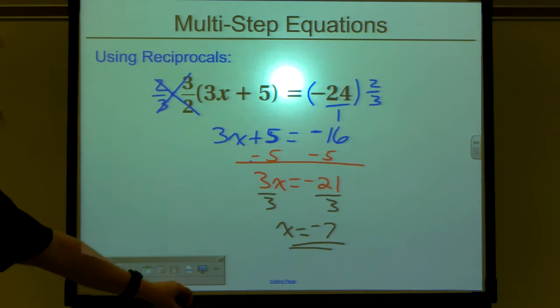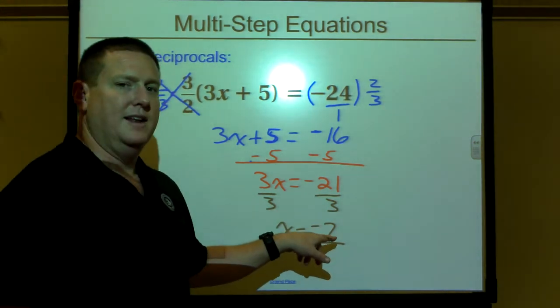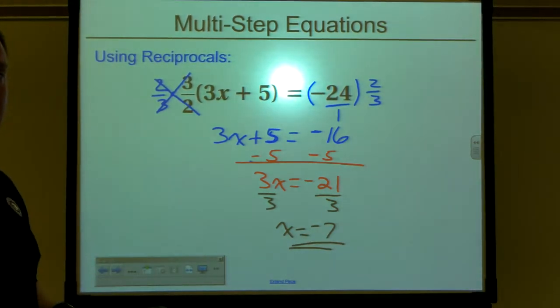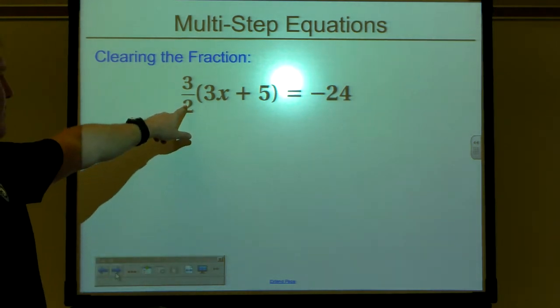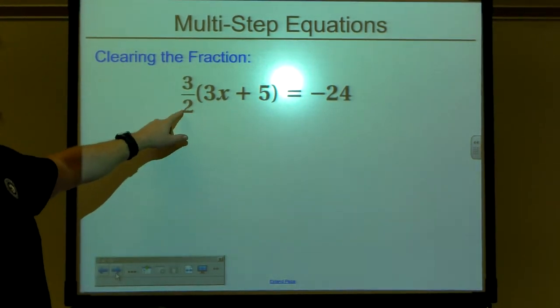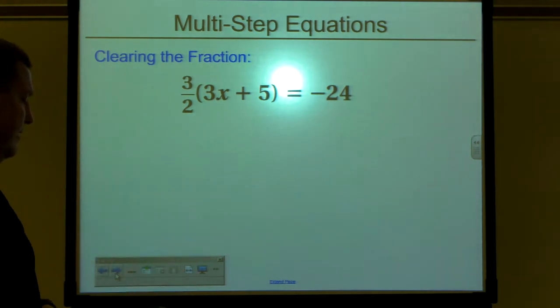Now I did say I was going to solve this a couple of different ways. The first way was using reciprocals, so we should end up with a negative 7 on any of the other ways that we solve this. The next one is called clearing the fraction. Clearing the fraction just involves getting rid of the denominator portion of the fraction. There's only one fraction here, so I only have to worry about that denominator.